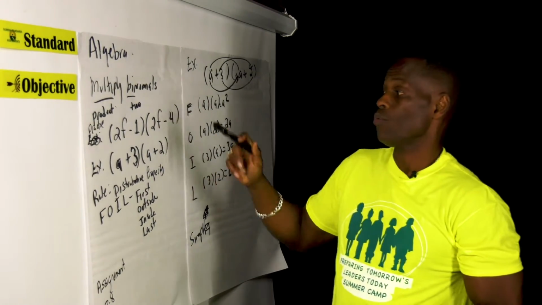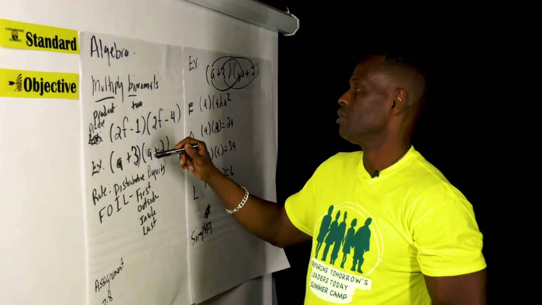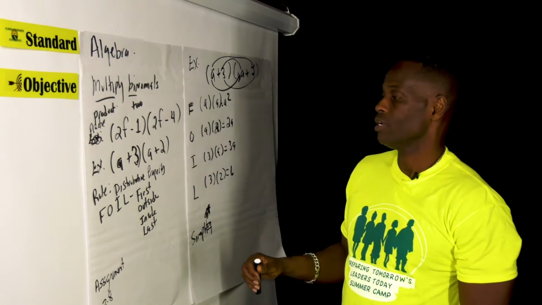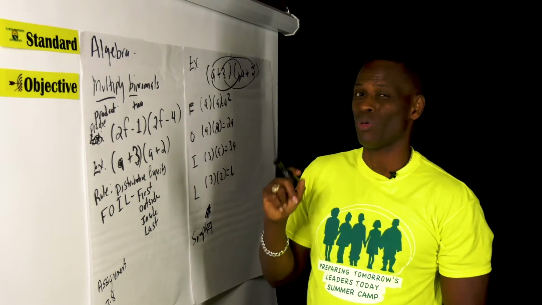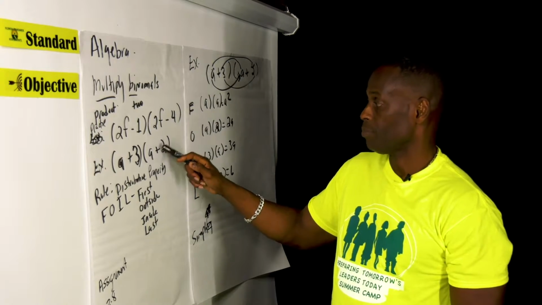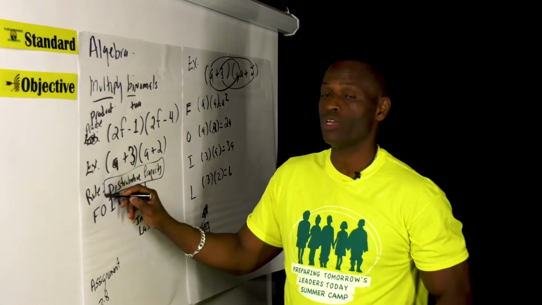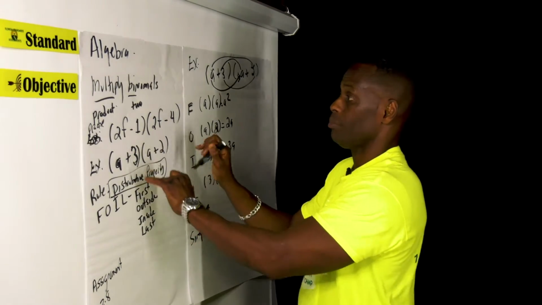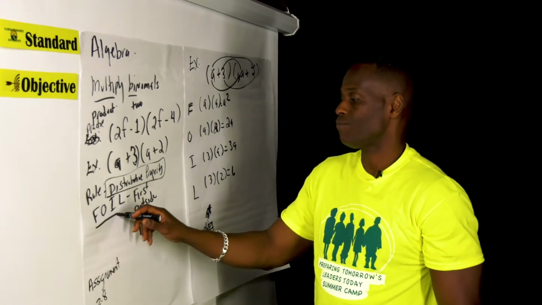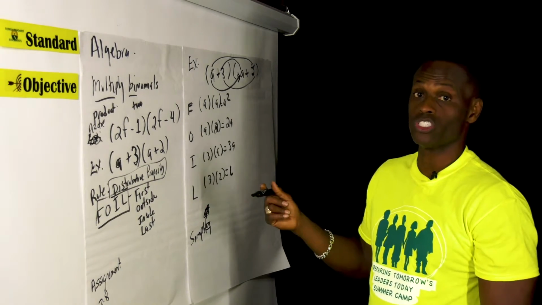All right, here's an example. We'll read it as parentheses 2f minus 1, close parentheses. Whenever we see parentheses, we know the math operator is going to be multiplication. But the example we're going to use is a basic one, (a plus 3) times (a plus 2). The rule we want to focus on is the distributive property. When we're multiplying binomials, we're going to use the FOIL technique: first, outside, inside, and last, the order in which we're going to solve this problem.